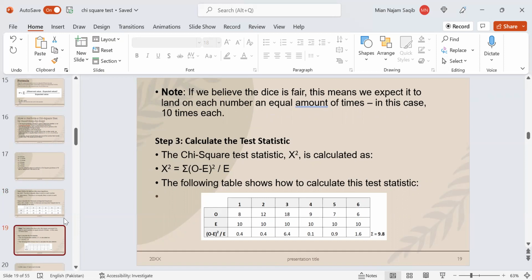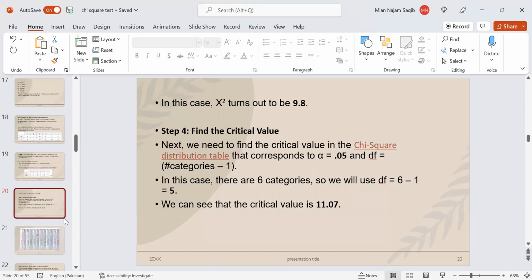Step 3 is we calculate the test statistic, and this is calculated by the formula I showed you guys earlier, which was observed minus expected, squared, over the expected values. The following table shows you how these values have been calculated, and then when you add them up, this is as shown. In this case, it turns out to be 9.8.